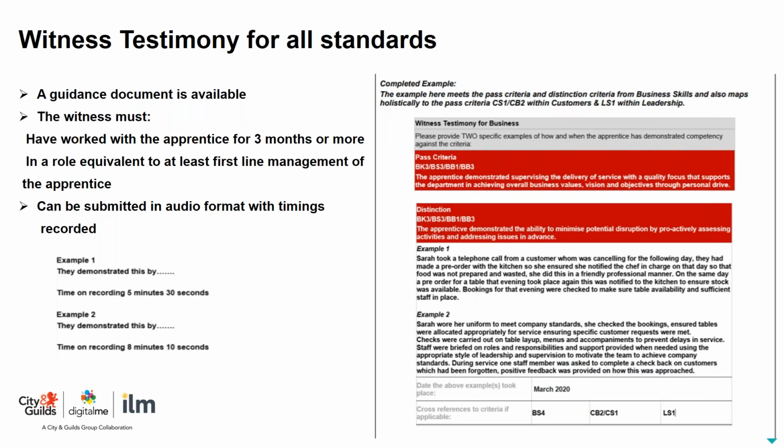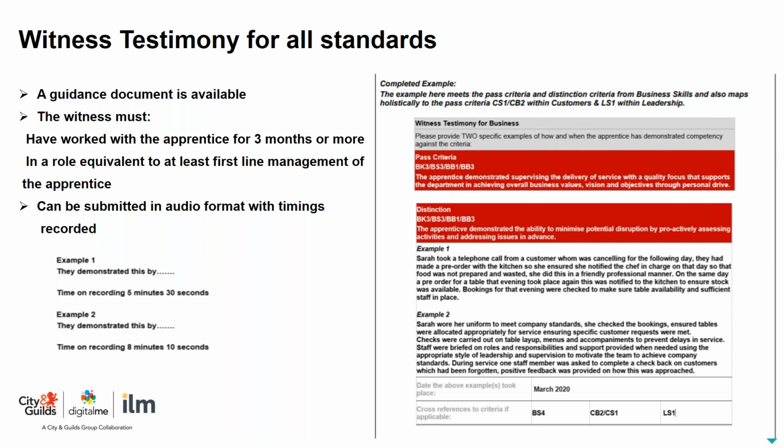So now let's move on to the witness testimonies. The witness testimony requires 2 examples of where a criteria have been met by the apprentice. The employer needs to document 2 occasions when the apprentice demonstrated their competency for the criteria. The witness testimonies have been sectioned using the breakdown of the standards, e.g. business, people, kitchen operations, etc.